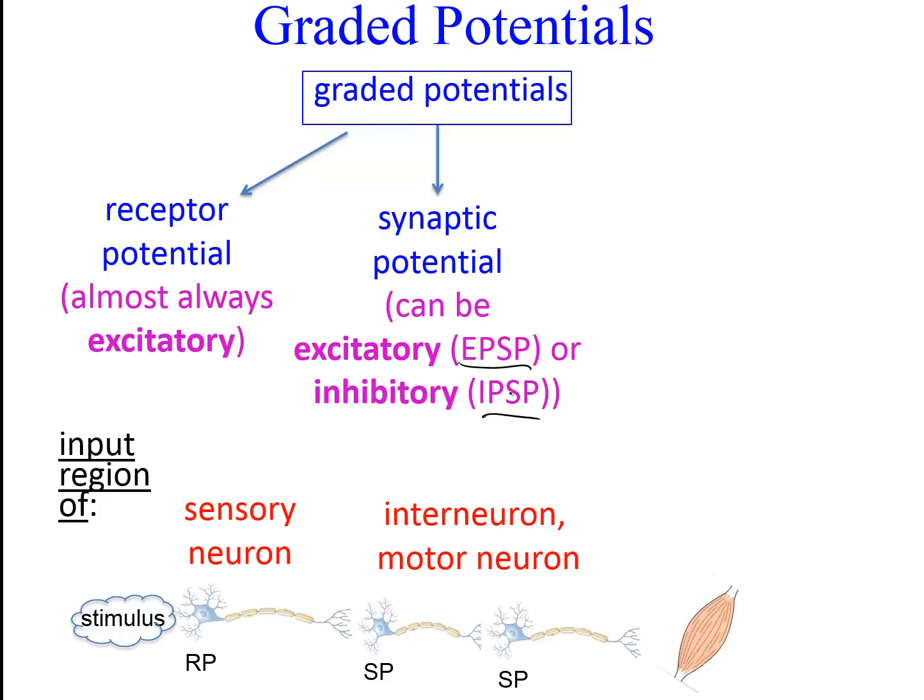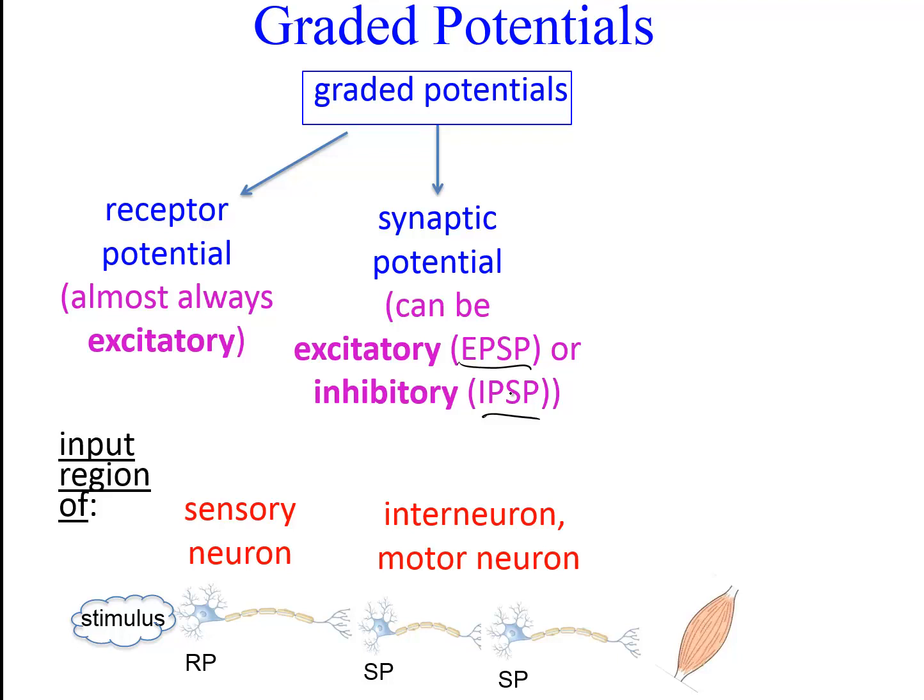For example, in the visual system, release of glutamate by retinal receptors can lead to an excitatory response in some retinal neurons via activation of an ionotropic glutamate receptor, and an inhibitory response in other types of retinal neurons via activation of a metabotropic glutamate receptor. The response is determined by the type of receptor.